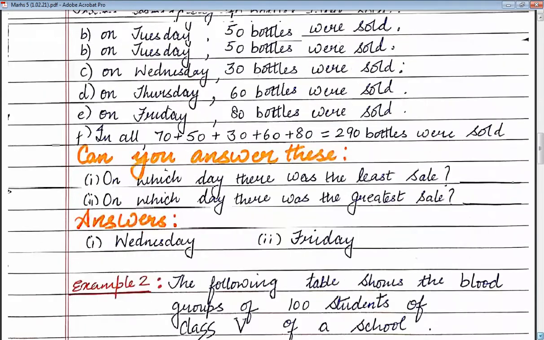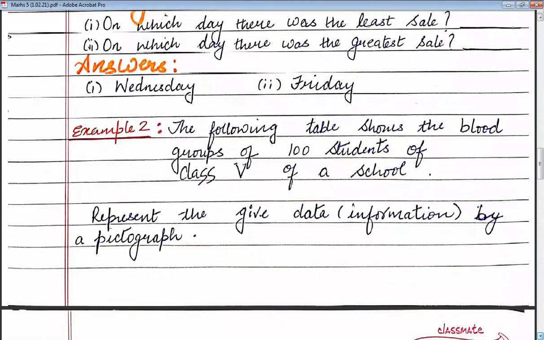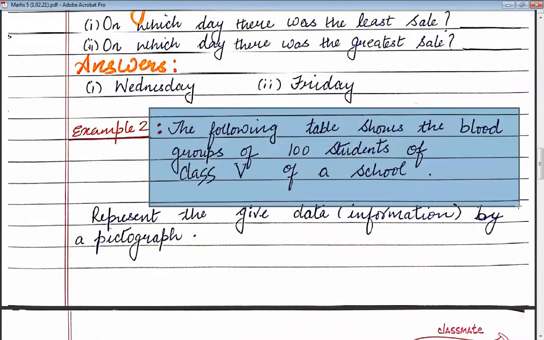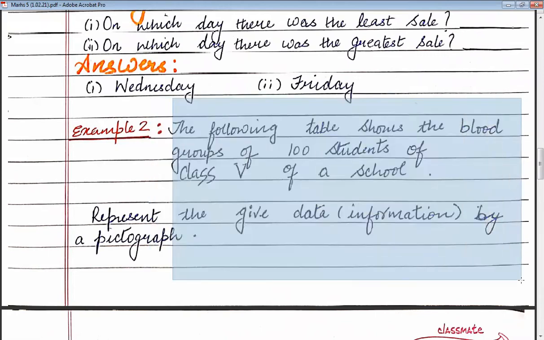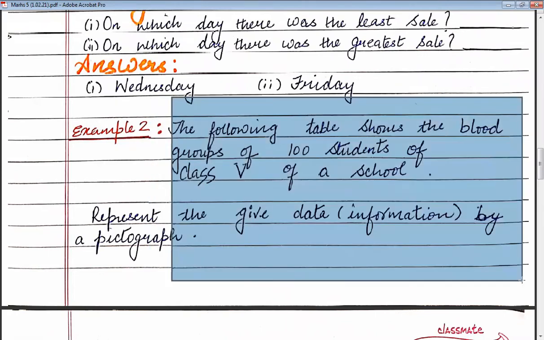Okay, children. Now let's see example number 2. Now the following table shows the blood group of 100 students of class 5th of a school. Represent the given information by a pictograph. Now children, let's read the question one more time. The following table shows the blood group of 100 students of class 5th of a school. Represent this given data by a pictograph.